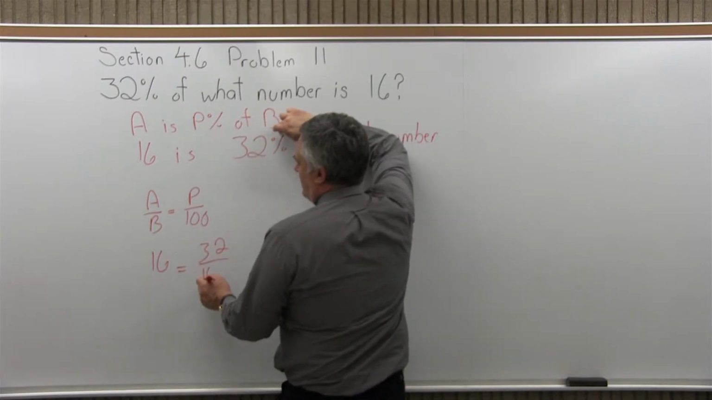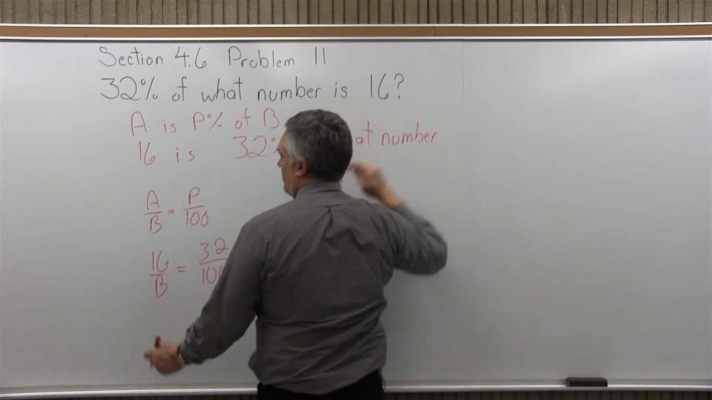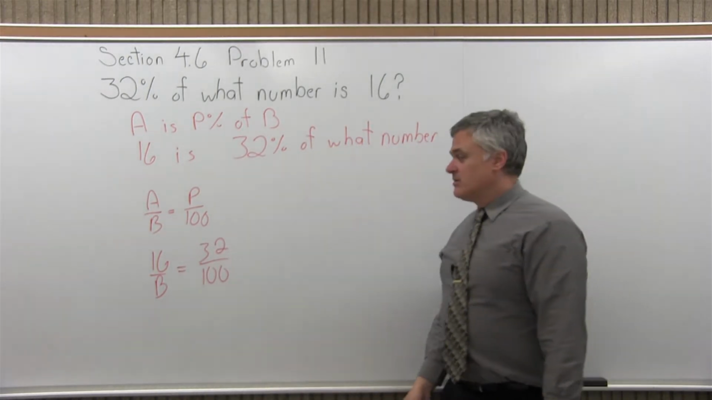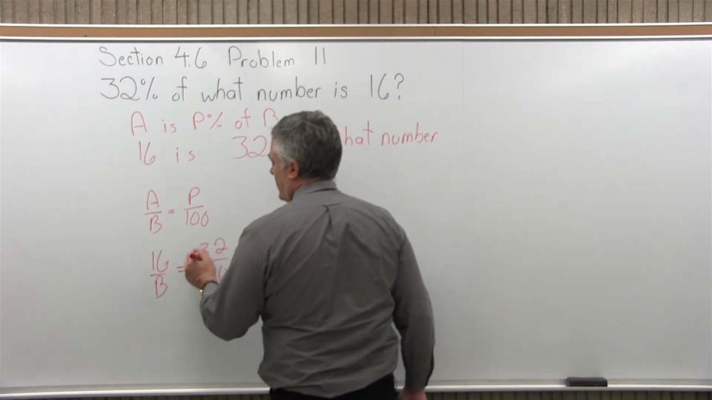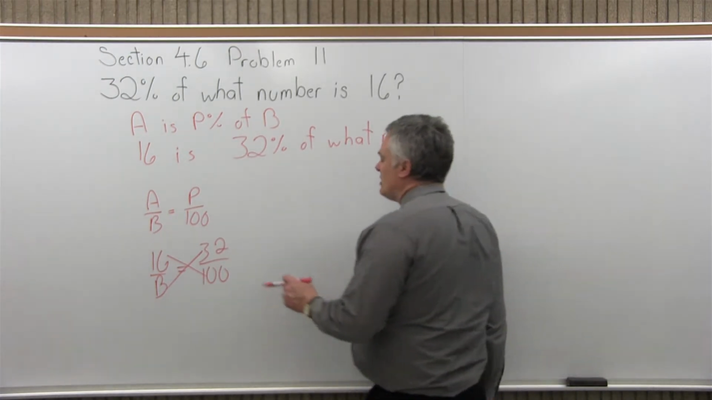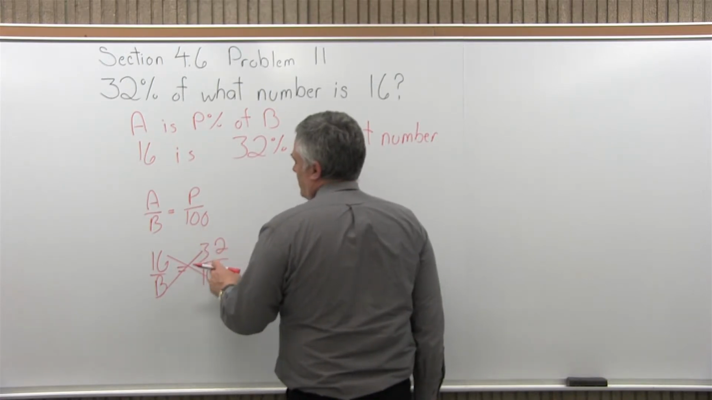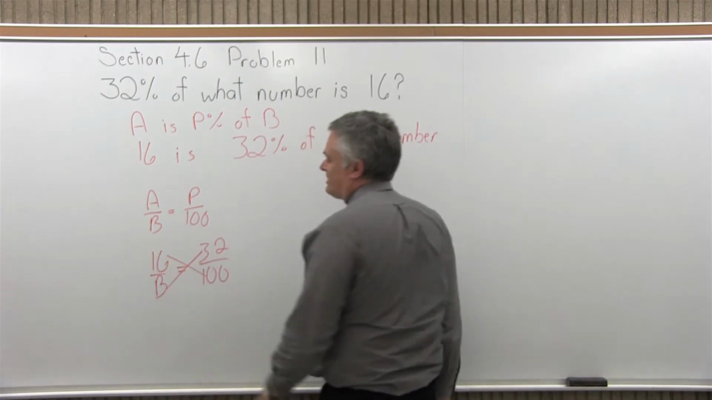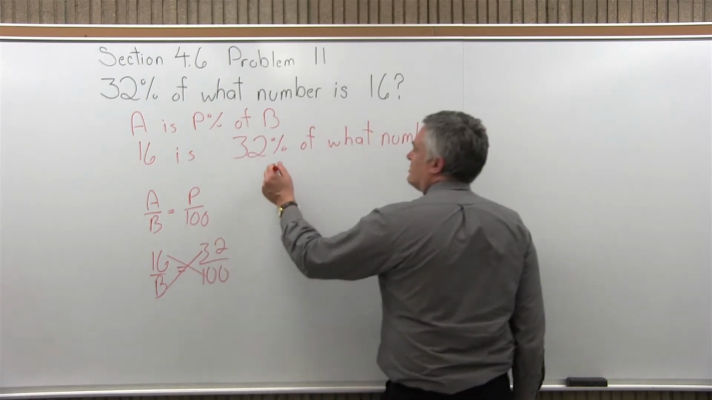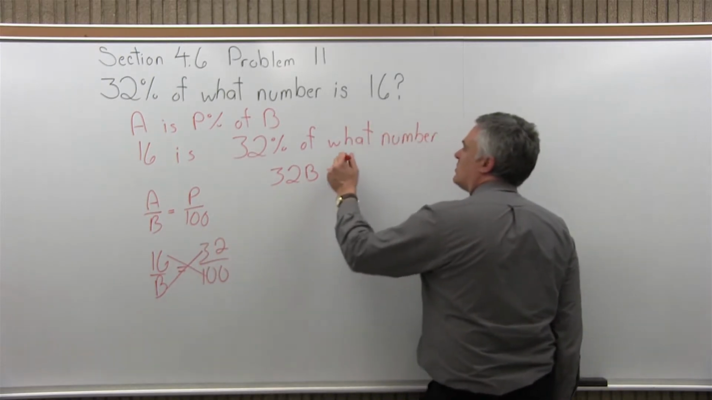Percent always goes in as 100. Of brings you back under the 16. What number? That's the unknown. That's B. So now we have an equation with one unknown. To solve an equation like this, where you have one fraction equal to another fraction, you will cross multiply and then divide. You can reduce the 32 over 100 a little bit if you want, but I'll just leave it, because I can do 100 times 16 easier than 50 times 16. So it's the same either way. B times 32, 32B equals 16 times 100.